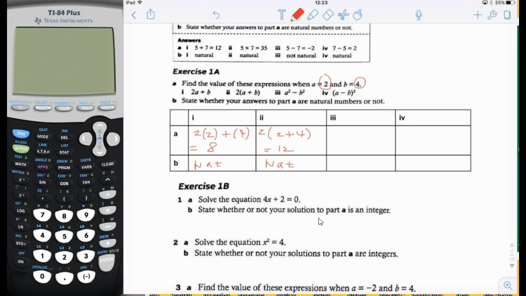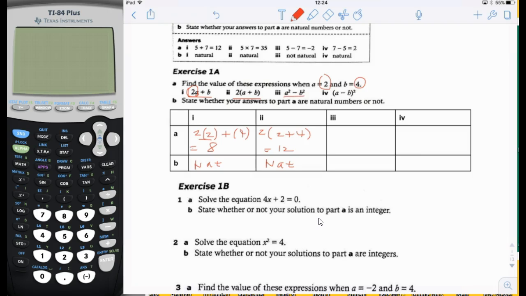Do you see the difference between this and this? The parentheses mean that you do the 2 plus 4 before you do the multiplication by 2. And this one says to do the multiplication by 2 first, just with the 2, and then add the 4. And that's why you get the different results, 8 and 12.